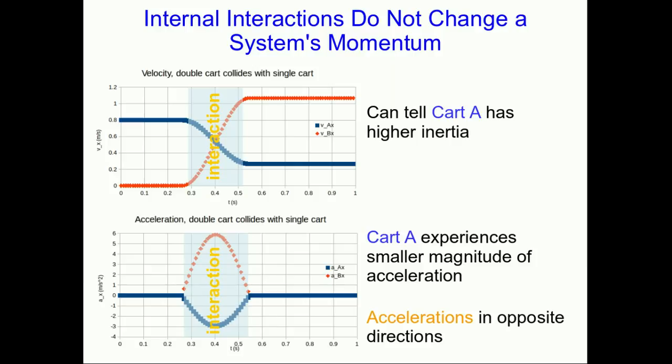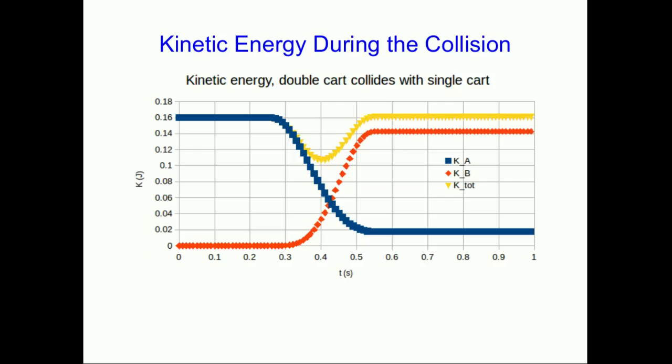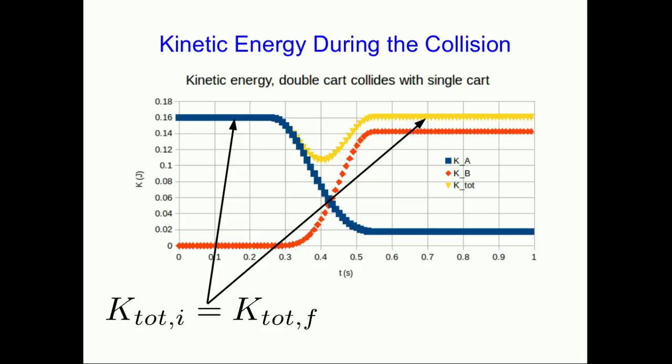And also the carts have to accelerate in opposite directions, and so you can see the x components of their acceleration have opposite sign. Well, we've already seen that the consequence of all this is that even during the collision, the system's momentum remains constant. But now let's look at the kinetic energy during the collision. Now, if you look back at the Vx versus t graph, you can see that the relative speed before and after the collision in this collision is the same. And so, unsurprisingly, the total kinetic energy before the collision and after the collision are the same.